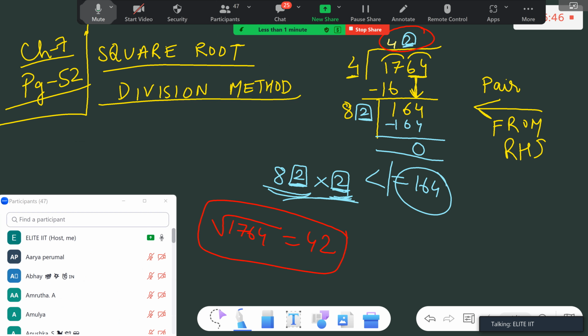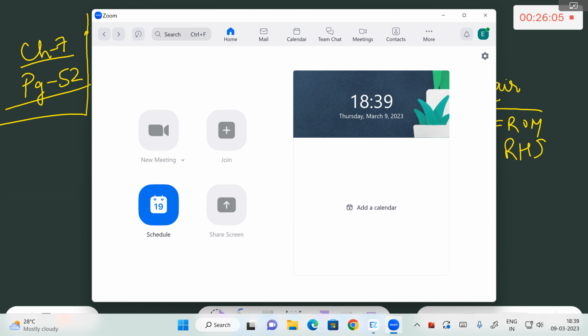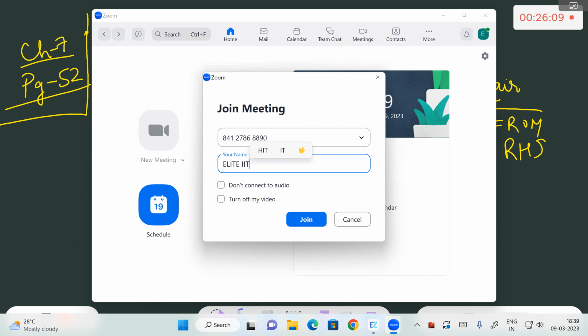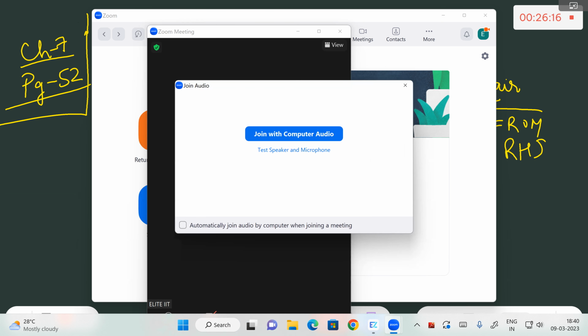That is why, when I started the division method, I said very quietly and carefully, everyone listen, because this division method is not that easy to learn the first time. It is a tricky method. You need to understand it very carefully, and keep on practicing lots and lots of questions based on this method.